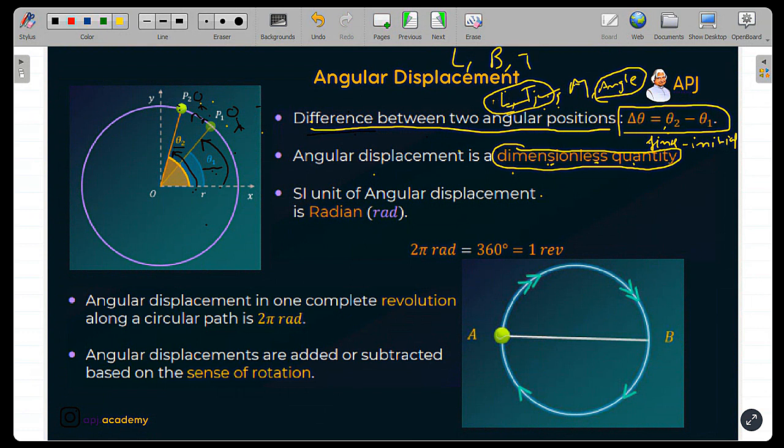They are expressing, if any physical quantity is expressing time, or if any physical quantity is giving you a measure of length, or if any physical quantity is measuring mass, these types of physical quantities are said to be dimensional quantities. But other than them, there are quantities like angles, which are dimensionless quantities.